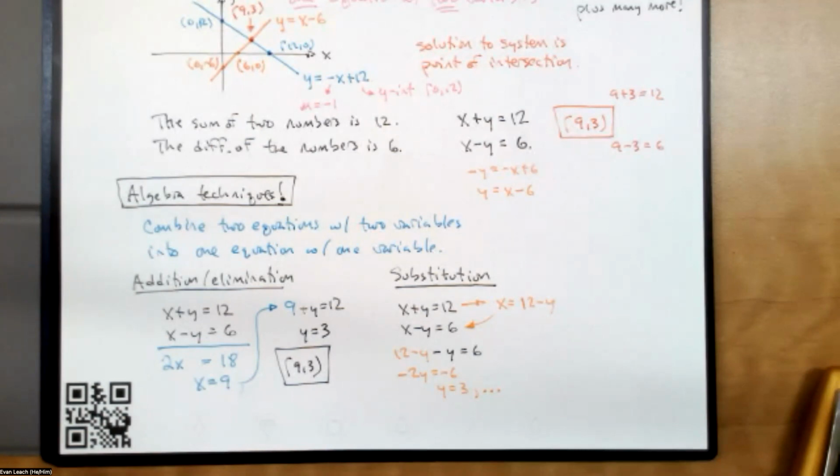There's also the technique of just graphing. This one is very effective. If we can write y equals for either or both of our equations, then we can just produce a graph of the equations and find out where they intersect.